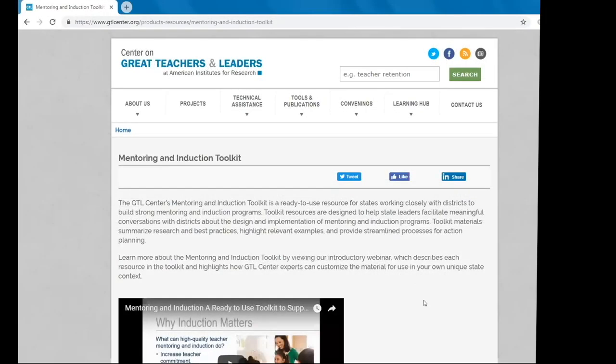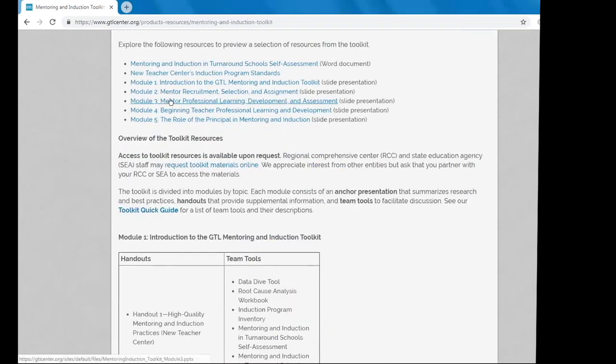So what I'm going to do is very briefly talk through a few quick points about the design of this mentoring and induction toolkit. The tools within this toolkit are really focused on the nuts and bolts of designing mentoring and induction programs. This toolkit was designed to foster collaboration between state education agencies and districts to collaboratively develop high-quality, effective mentoring and induction programs. So we are focused on a number of topics: mentor recruitment, selection, and assignment strategies; strategies for developing and assessing performance of mentors; beginning teacher professional learning structures; and the role of school leaders in supporting mentoring and induction programs.